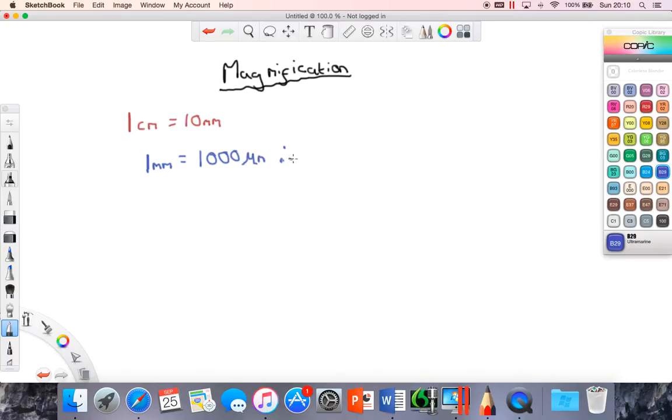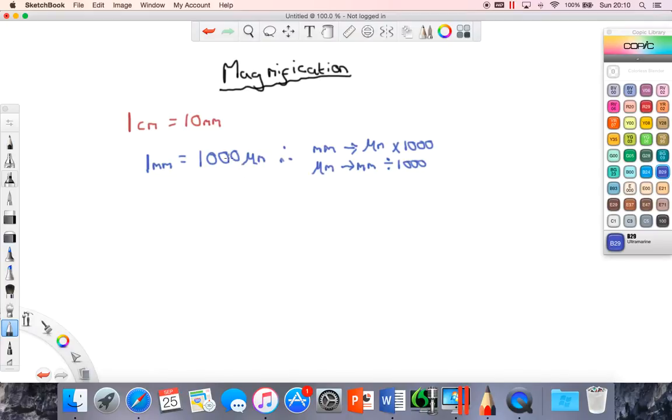Therefore, to convert millimetres into micrometres, and that's what this symbol is, it stands for micrometres, you would times your millimetres by 1,000. However, to convert micrometres back into millimetres, you would need to divide by 1,000. So you're always working in magnitudes of 1,000.